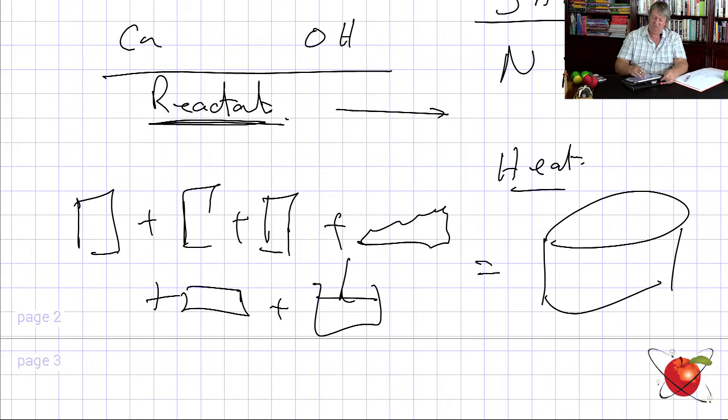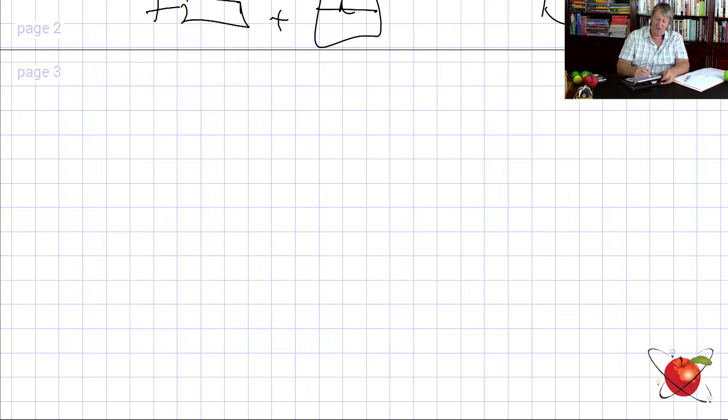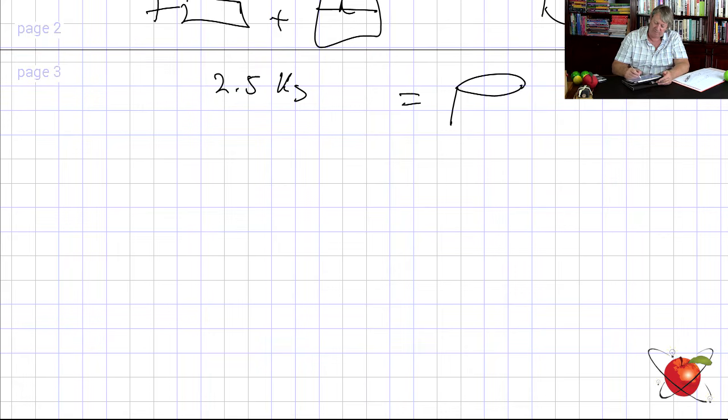Now, hold on. You've added, let's say, a total over there of 2.5 kilograms. It's a big cake. So everything adds up to 2.5 kilograms. On this side, you've got the baked cake, hot cake, because you've added heat to cook it.